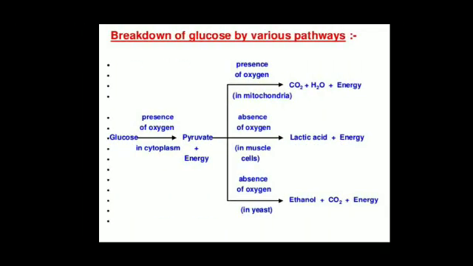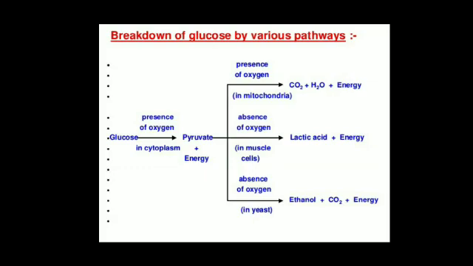Breakdown of glucose by various pathways. So you can see glucose, that is 6-carbon sugar, in the presence of oxygen and in the cytoplasm of the cell, is broken down into 3-carbon sugar, that is pyruvate. So one molecule of glucose gives rise to the formation of 2 molecules of pyruvate, because glucose is 6-carbon sugar and pyruvate is 3-carbon sugar. So 2 molecules of pyruvate are generated during the process of glycolysis.